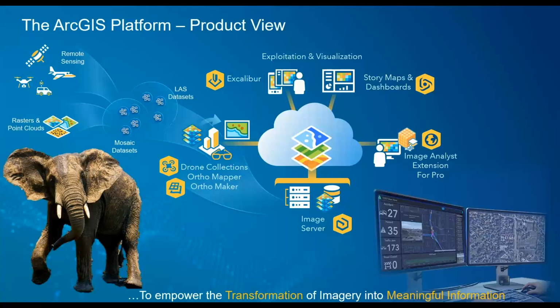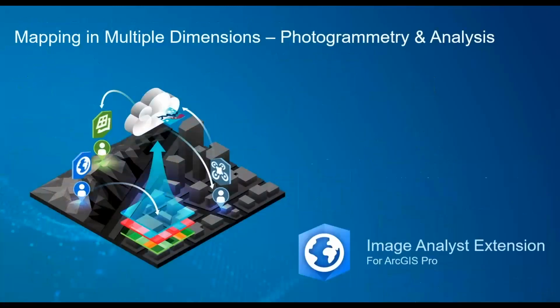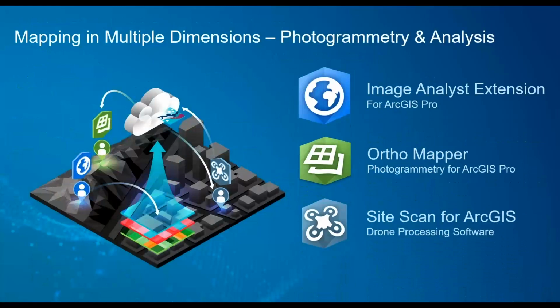In turn, we can ortho correct those Mosaic data sets using our photogrammetry tools, whether that be from drones, satellites, or aerial tools, and we'll show that. And then the imagery can be exploited in different ways. Probably one of the most common ways now is with the Image Analyst extension for Pro, which we're going to show in detail as we go through the presentation. So these are the three primary products that we're going to be talking about today: the Image Analyst extension for ArcGIS Pro, the Ortho Mapper, and SiteScan for ArcGIS.